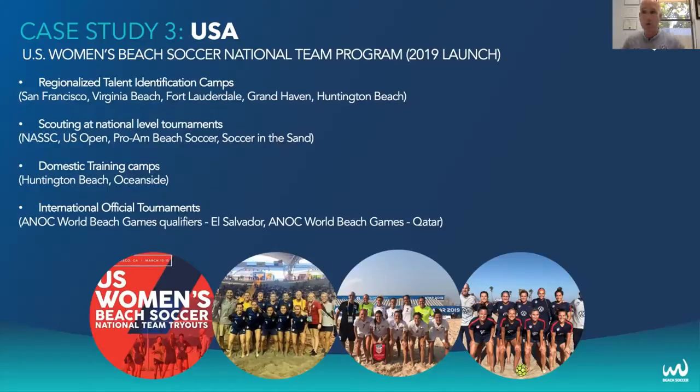What we are doing to get there is similar to the men. We're starting with regionalized talent ID camps. As you can see, there's a flyer. We were supposed to have one in March in San Francisco, but unfortunately it was right before the weekend of COVID when everything started. It was March 13, 14, and 15. But that's our plan: to do San Francisco, Virginia, Fort Lauderdale, Grand Haven, Huntington, different talent ID camps where we invite the women players who have the potential to be in the national team.